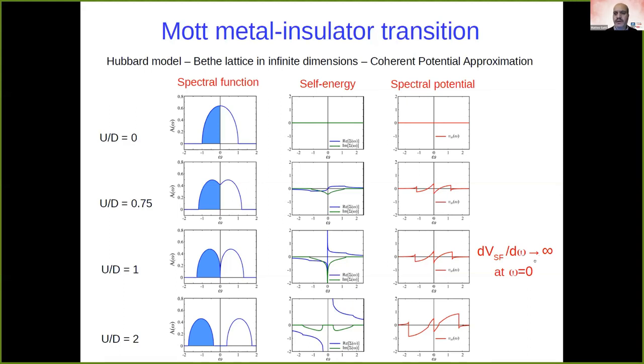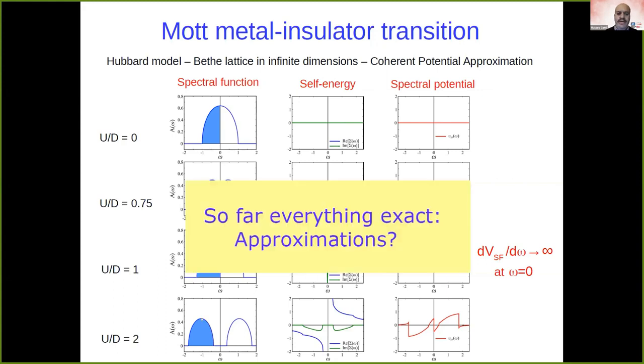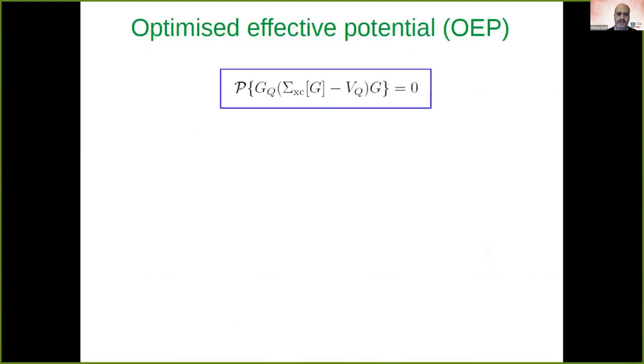So the role of the imaginary part of the self-energy is played by the derivative with respect to the frequency of the spectral potential. And in this way, the spectral potential is able, by construction, to reproduce the spectral function, and hence the Mott insulator. Now, so far, everything was exact. I was just showing this illustration to tell you that indeed this spectral potential, in principle, is able to also obtain a Mott insulator. What about approximations?